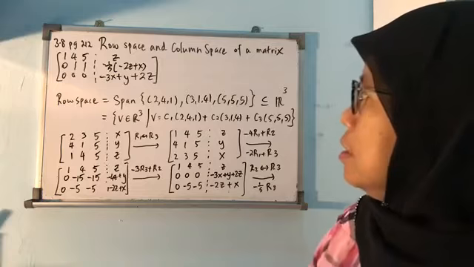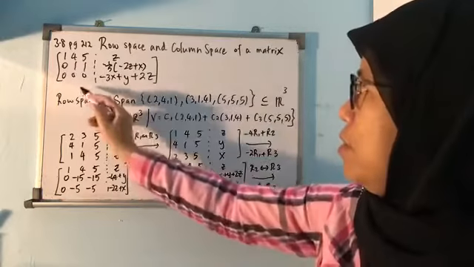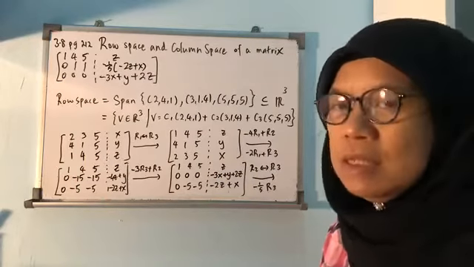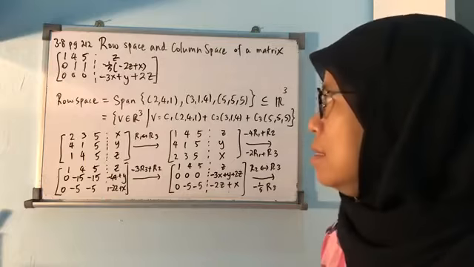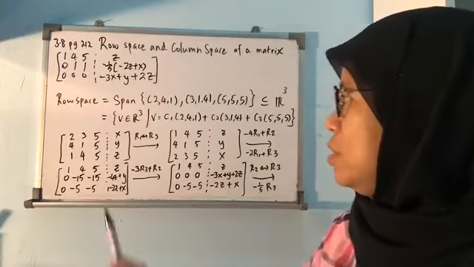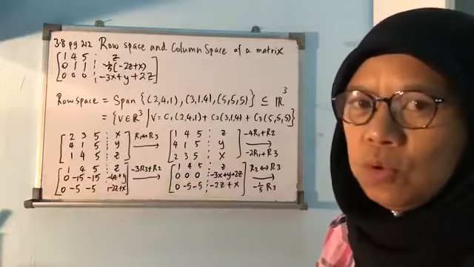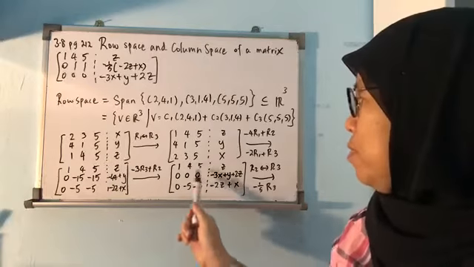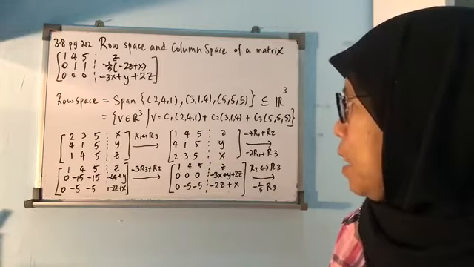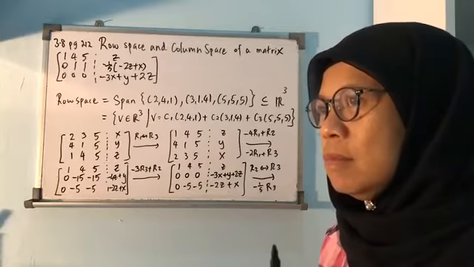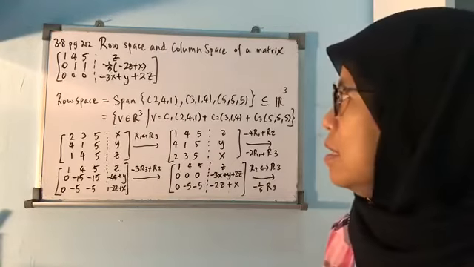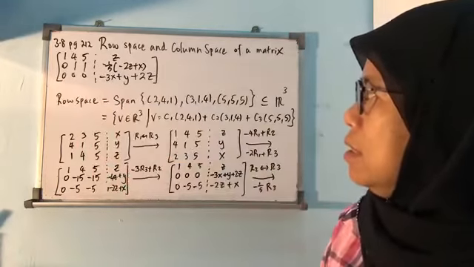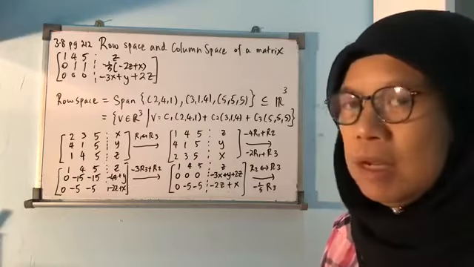Now, if the rank is 3, it means it spans the whole R3. If you check, the determinant is 0, because this column is this plus this. So it does not span R3. What does it span? If this were 1 or a number, then the rank is 3, then it spans R3.